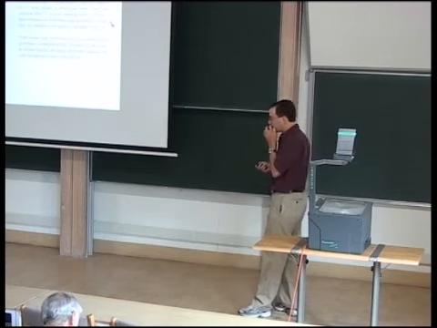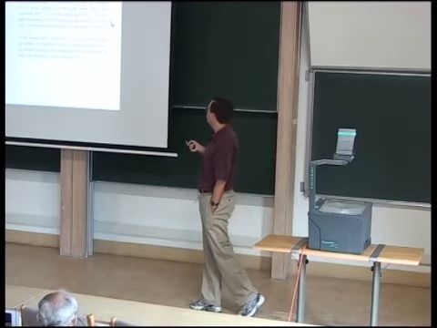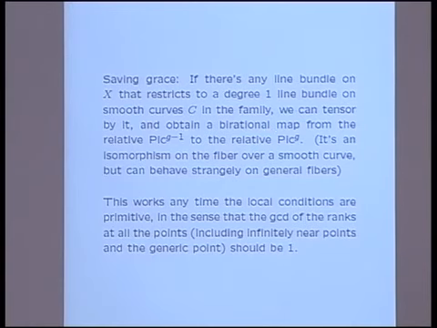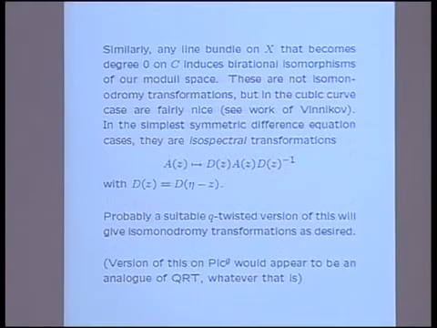Okay, but we actually get saved a little bit. So under certain conditions, there are degree 1 line bundles. We actually get a family of degree 1 line bundles on our curve, and that lets us translate back down to g minus 1. So under a certain primitivity condition, you actually do get rationality here. Okay.